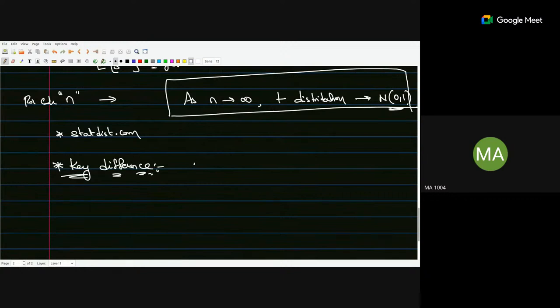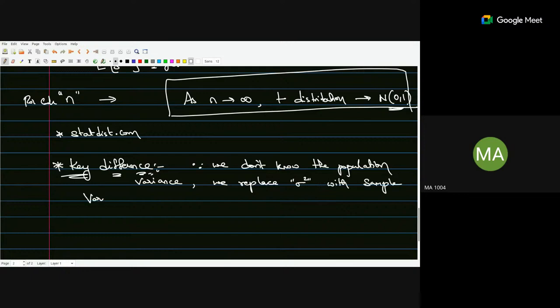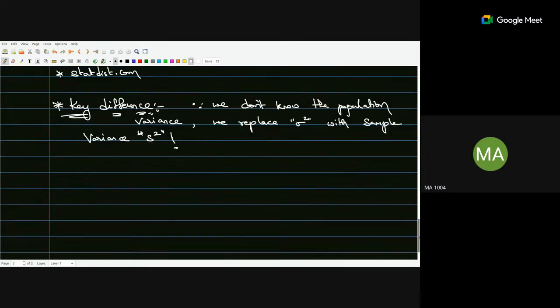Key difference is, since we don't know the population variance, we replace sigma square with sample variance, which is S square. Okay, so that's the key difference, and all other things, whatever we did for Z test, we do the same thing for T test.